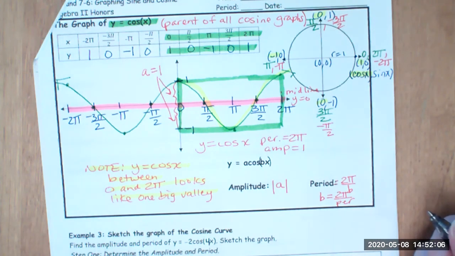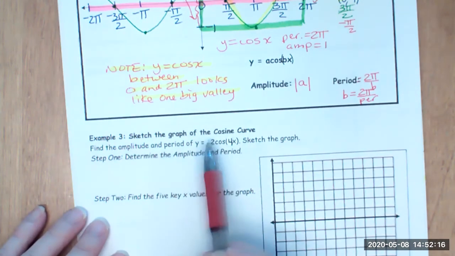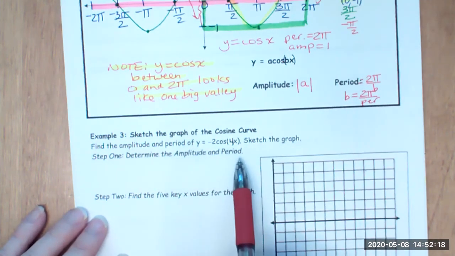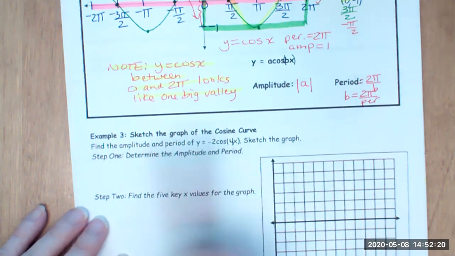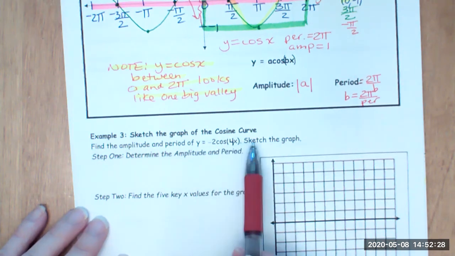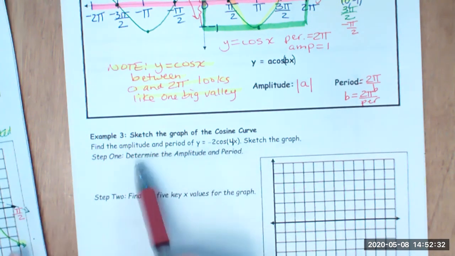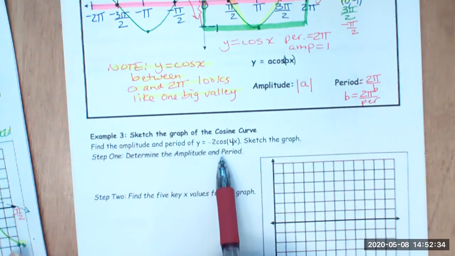Okay? All right, so let's look at actually doing an example with some transformations in it. Okay? So we're going to sketch a graph of this particular cosine curve, and we're going to find the amplitude and the period of y equals -2 cosine of 4x. Okay? So to be able to do this, we're first going to determine the amplitude and the period.